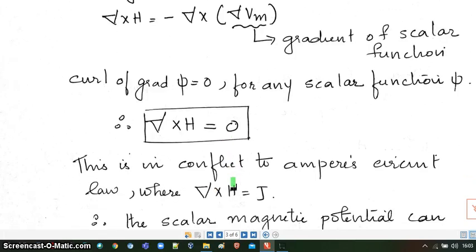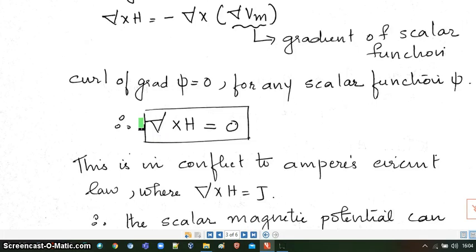Now, in Ampere's circuital law, we have studied del cross H is equal to J. This is another form of Ampere's circuital law. You can go through this under the section Ampere's circuital law of magnetic field, where you can see this expression, del cross H is equal to J. Now you can see these two expressions are absolutely contradicting, right? Because here you are getting del cross H is equal to 0 and here you are getting del cross H is equal to J, and we have derived both these expressions for the magnetic field.